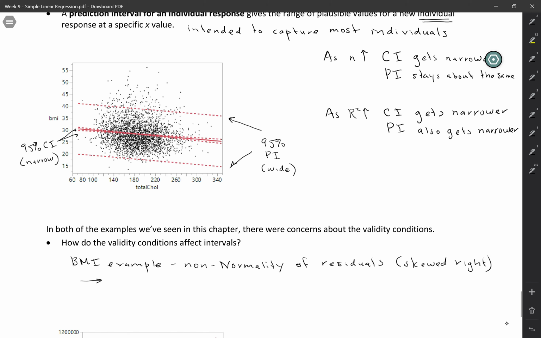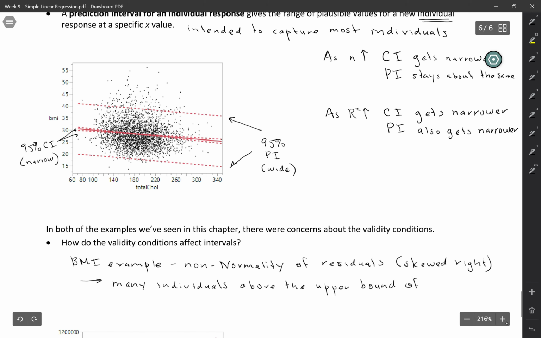So if we think about how this plays out with the prediction interval, we end up with many individuals above the upper bound of the prediction interval. We were hoping to capture 95% of the individuals within our prediction interval, but we actually end up seeing a lot of people up here with BMI values that are higher than we would have expected based on their total cholesterol. And it's not sort of even, right? There's way fewer that are below the lower bound.